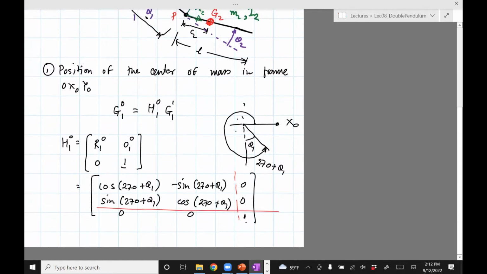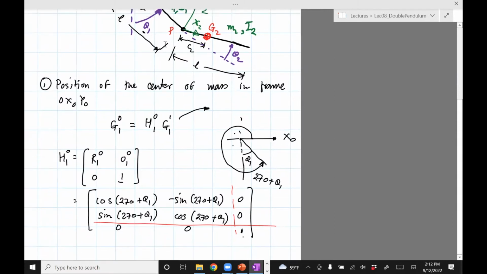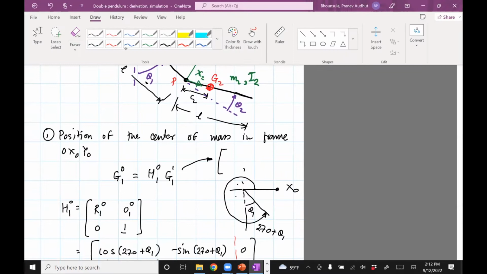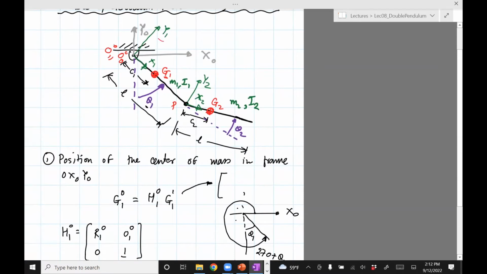Okay, and then maybe I should just write G10 and then we can move on. So G11 is the position of G1 in frame 1, which is this frame. Okay. So you can see that G1 is located along X1, right? We don't need to look at X0, only X1, because we need to find its location in frame 1.